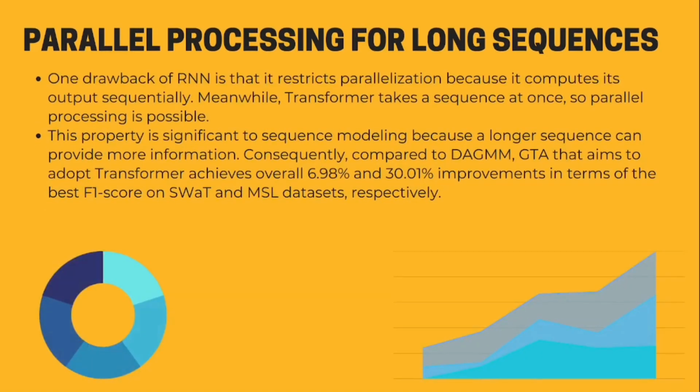Moving on to the parallel processing for long sequences. One drawback for the RNN is that it restricts parallelization because it computes the output sequentially. Meanwhile, the transformer takes the sequence all at once. So parallel processing and computation are feasible in the transformer based approaches. This property is significant to sequence modeling because longer sequences can provide more information. Consequently, compared to DAGMM, GTA, which adopts a transformer, achieves over 6.898% and 30.01% improvement in terms of the best F1 scores on SWAT and MSL datasets respectively.